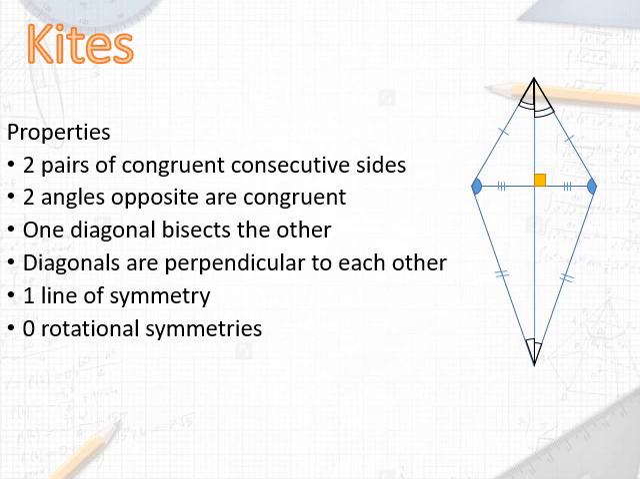No rotational symmetries in a kite unless a very specific circumstance happens to be there, which is when the kite is in fact a rhombus. So if all 4 sides were congruent, it would still be a kite, but it would technically also be a rhombus, and that's when you start seeing more symmetries pop up.